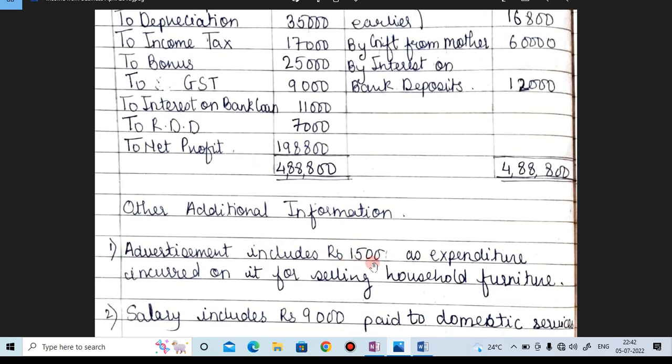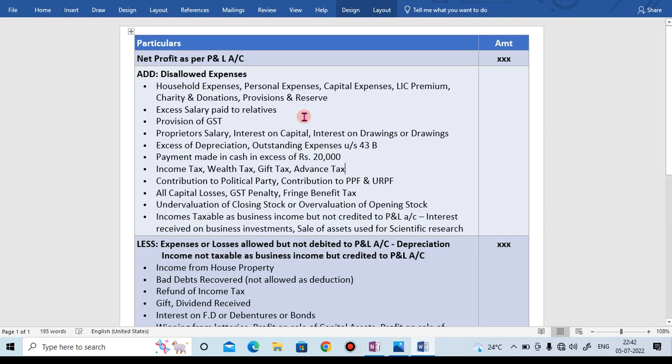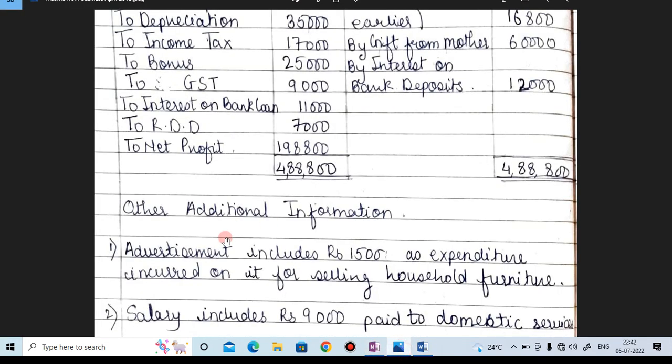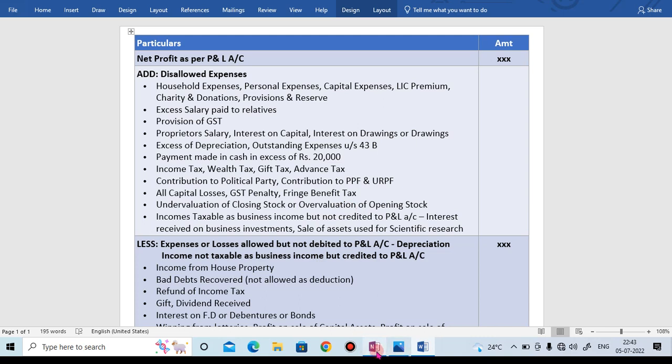Okay, so this 1,500 is not related to the business, hence it is called disallowed expenses. See here in the format, household expenses. Now here, advertisement expenditure of 1,500 is used for selling household furniture. So Mr. Rohit is selling his household furniture. It is his personal expenses, or you can say household expenses. So this 1,500 will be called disallowed expenses.